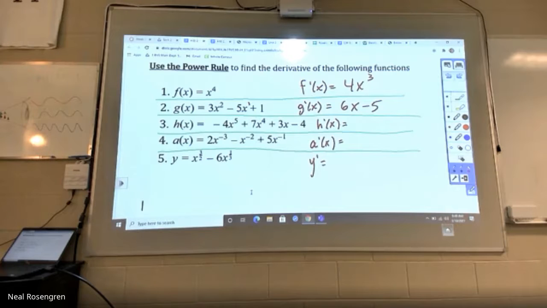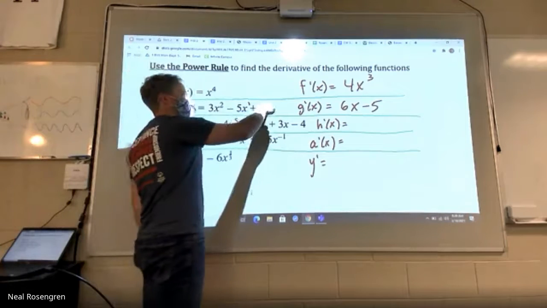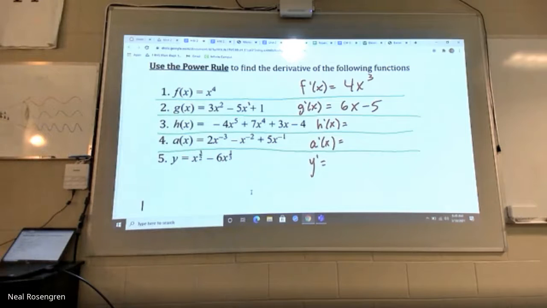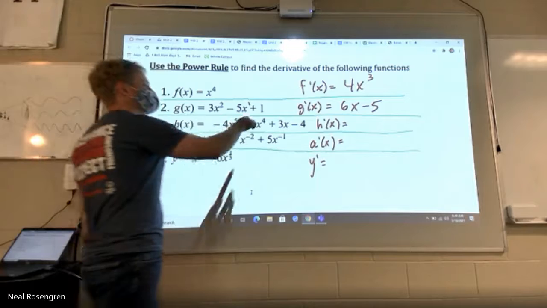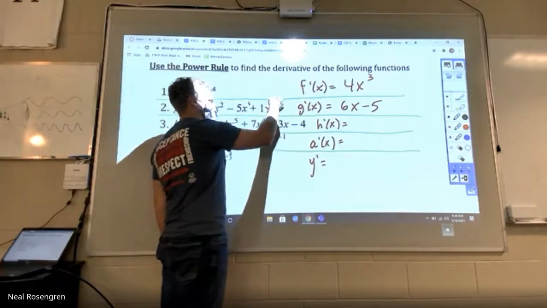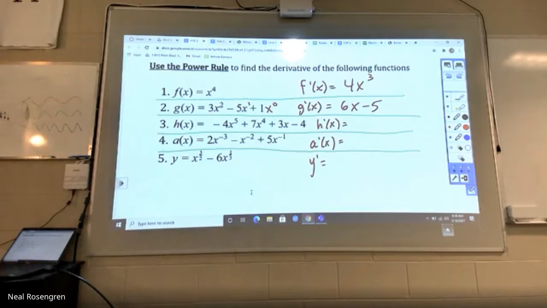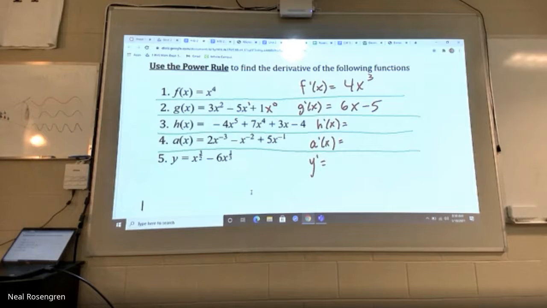But do not think of 1 as 1x to the 0 and try to waste all of that time. I mean, it's still going to work. Take the 0, multiply it by 1, it becomes 0 anyway. But if you just remember that it's the derivative of a constant, it's always going to be 0. Then you just go. But the algorithm works no matter what, which is super, super nice.